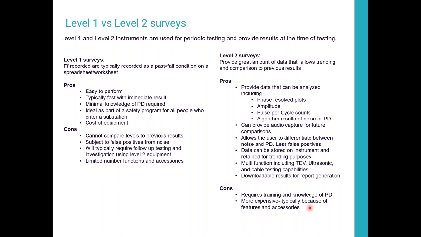You can't compare previous results. It's subject to false positives from noise. It will typically require follow-up testing on level one. And it's limited in number of functions, as compared to level two, multiple functions, a lot of stuff we've already discussed.